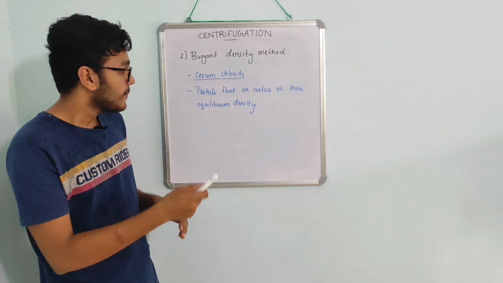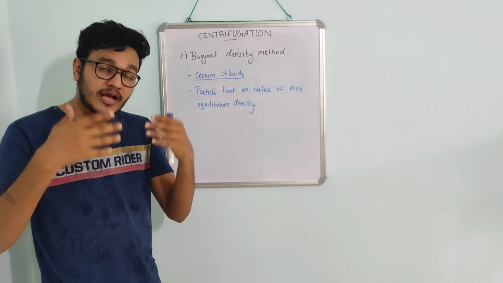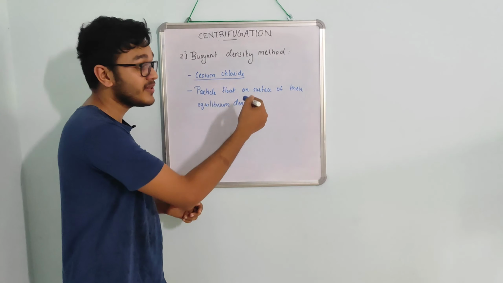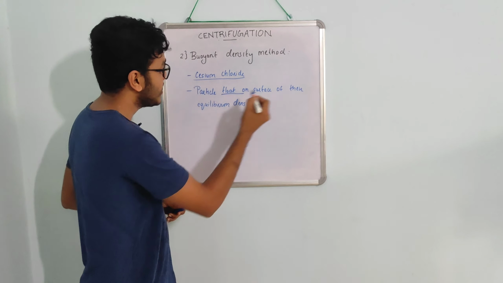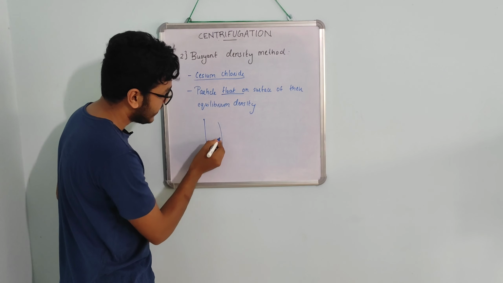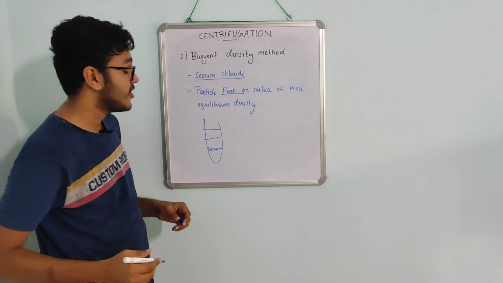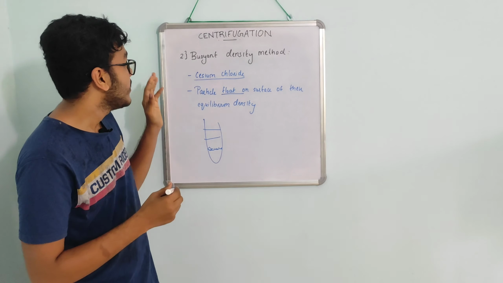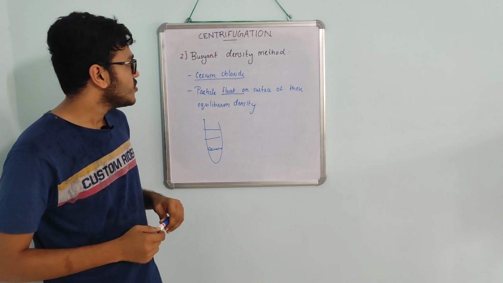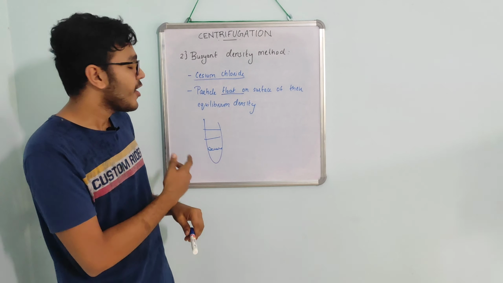In the velocity sedimentation method, the particles separated are accumulated at their equilibrium densities. But in this case, the particles float on the surface of equilibrium densities. So if this is the density gradient, the particles actually float on their respective equilibrium densities. That is the main difference between the velocity sedimentation method and the buoyant density method.